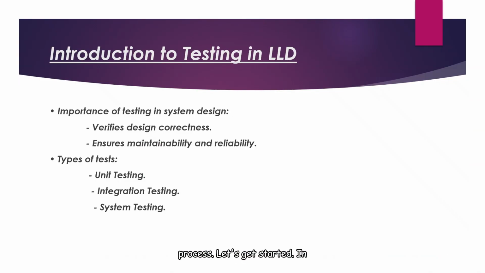Let's get started. In low-level design, it's essential to verify that each individual component of our system works correctly in isolation. This is where testing comes into play. Testing in LLD ensures that the system behaves as expected and helps identify potential issues early, which is critical for maintainability. The types of tests we focus on today include unit testing, which verifies individual components like methods or classes, integration testing, which checks how components interact, and system testing, which tests the entire system as a whole. However, our primary focus will be on unit testing and mocking because these are the most foundational techniques for validating the design at a granular level.